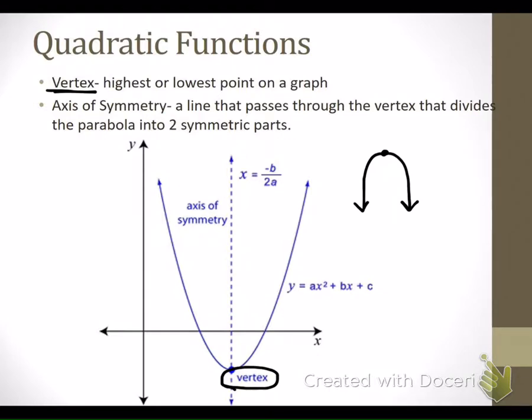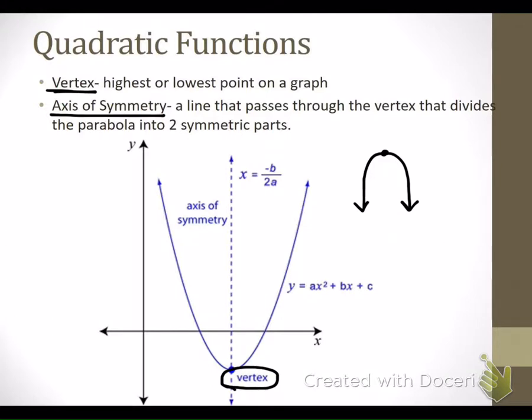Now, the axis of symmetry is the next piece of information that is very important. What the axis of symmetry does is it splits your parabola right down the middle. If you know what the word symmetrical means, it means that both sides of something are equal to each other. So that axis of symmetry is going to split that parabola right down the middle, and that's going to come in handy when we start plotting points.